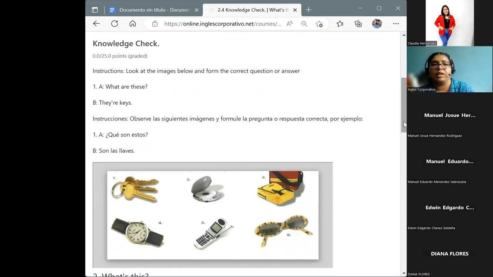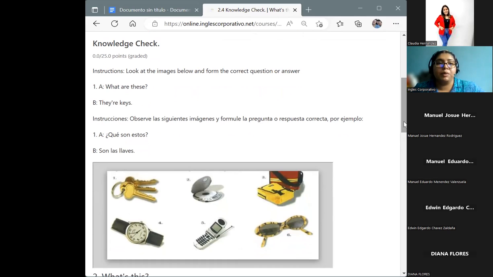Okay, this is the knowledge check. Look at the images below and form the correct questions or answer. Vamos a hablar de preguntas. Ya hemos visto más o menos cómo formar las preguntas, en este caso con el that o el this and these.